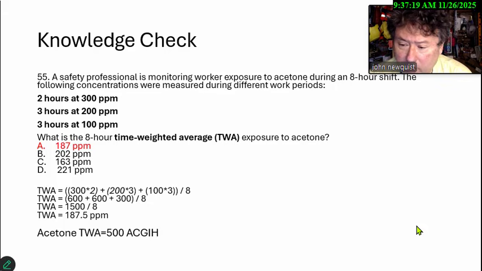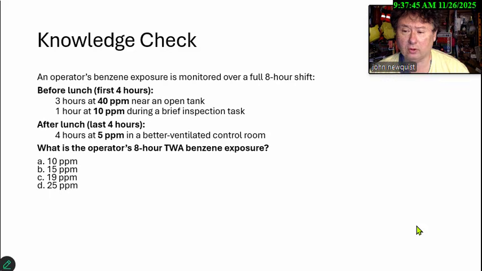You average the 300 times 2 hours, total of ppm in 2 hours. 200 times 3, 100 ppm times 3. 600 plus 600 plus 300, 1500 total, divide by 8 hours equals 187 ppm. Don't worry about the 0.5. Acetone's TWA is 500, so well below the PEL. Let's go to the next one.